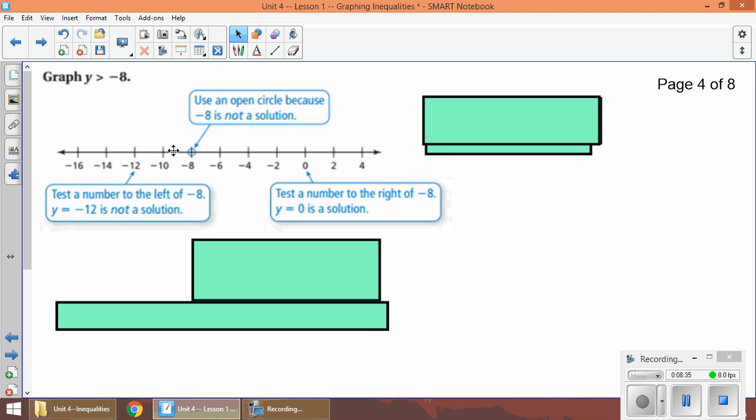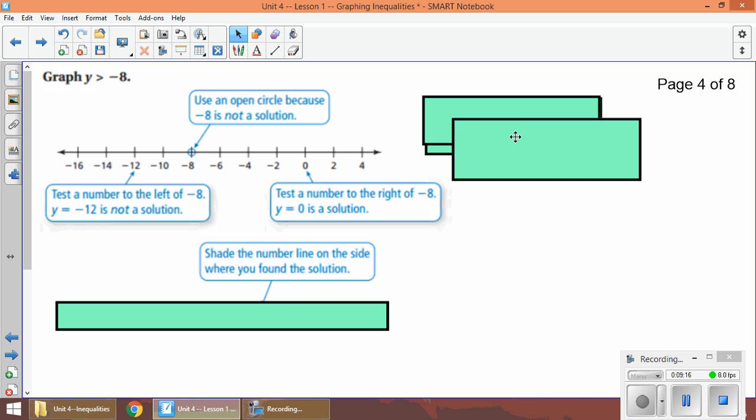So my question to you is, will the solutions to the left of -8 make my statement true, or will all the numbers to the right of -8 make my statement true? So if you're a little confused, let's think about this. If I go to 2, is 2 bigger than -8? Yes. Let's go to 4. Is 4 greater than -8? Yes. Let's go to -6. Is -6 bigger than -8? Remember, when we compare two numbers, when they're negative, the closer to 0 you are, the bigger you're getting. So yes, -6 is larger than -8.